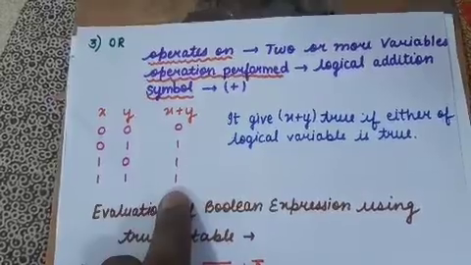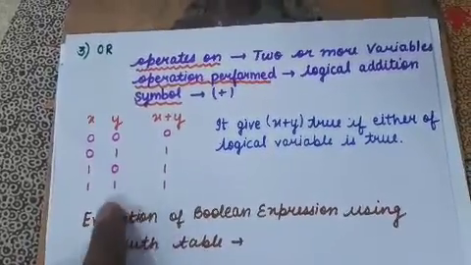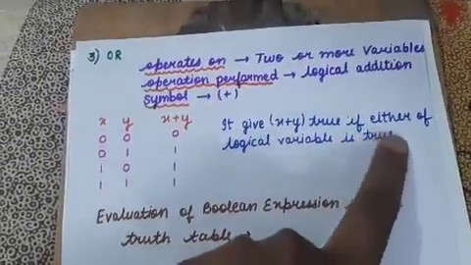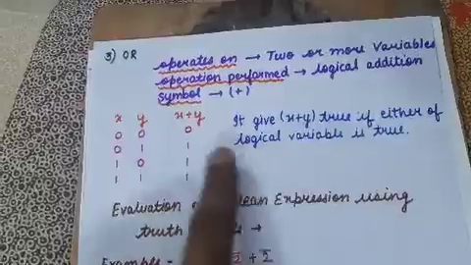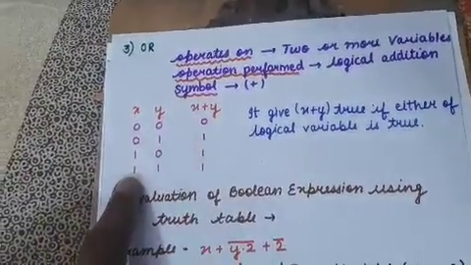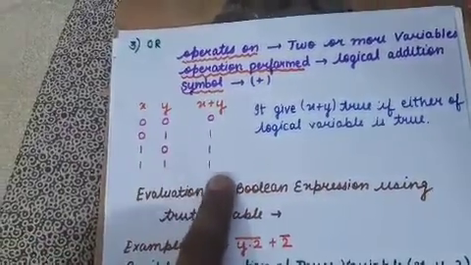1 plus 1 is not 10. It is a logical expression, so 1 plus 1 is 1. x plus y is true if either logical value is true. 1 means true. If either of the logical values x or y, or both, have the true value, then it is true.